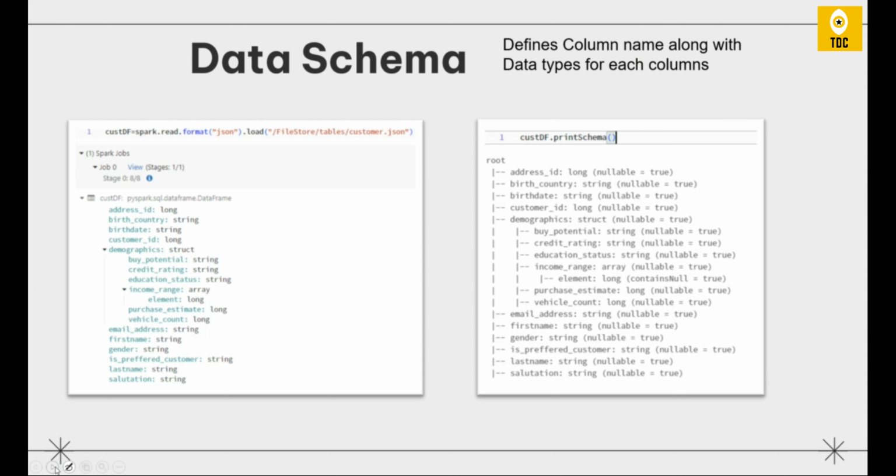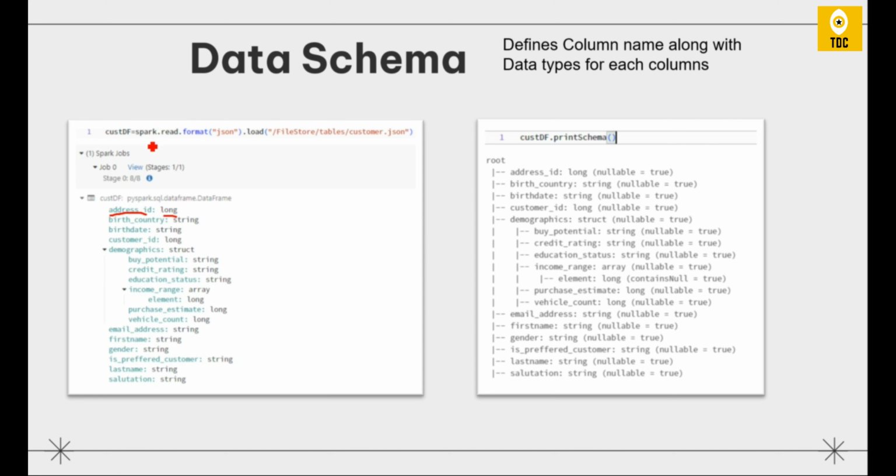And quickly, what is data frame schema? Data frame schema is nothing but where you define a column name along with the data type for each column. It is the columns and associated data types. So you can see it in two different ways.